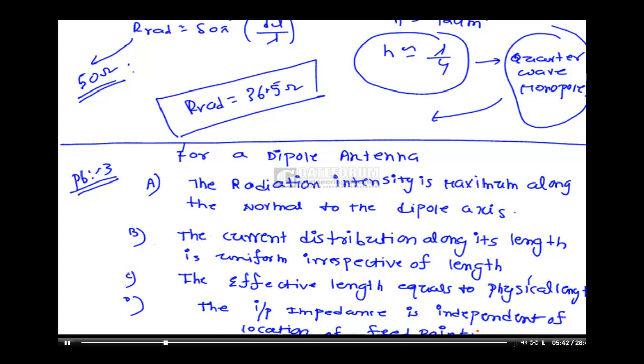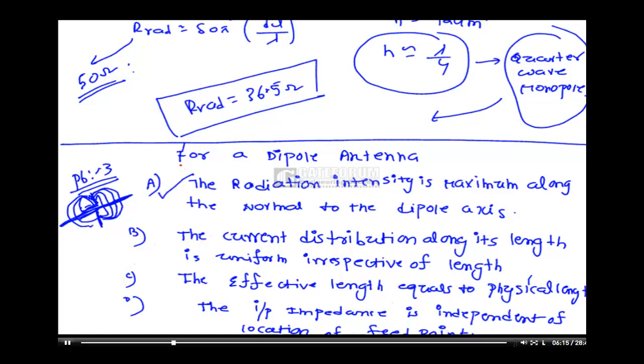So for a dipole antenna, we will verify the options one by one. The first option is, the radiation intensity is maximum along the normal to the dipole axis. The radiation pattern for a dipole antenna looks like this. So this is a dipole antenna, and the radiation pattern is like this, on both sides. This is the normal to the dipole. So the radiation intensity is maximum along the normal to the dipole. So option A is correct.